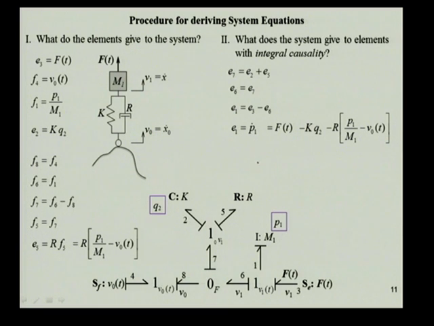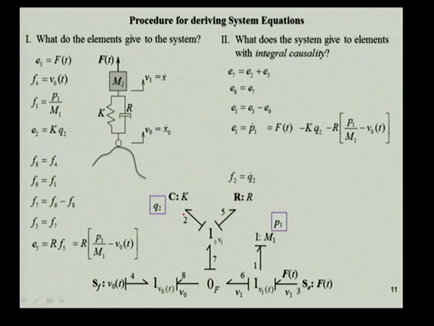Let's ask the same question now to this integral element. What does the system give to this element? Effort or flow? You can see the causal stroke. The causal stroke is away from C, so the C element is receiving flow. So the system is giving flow. That means the input to the C element is flow.